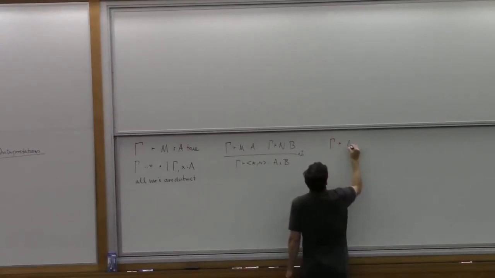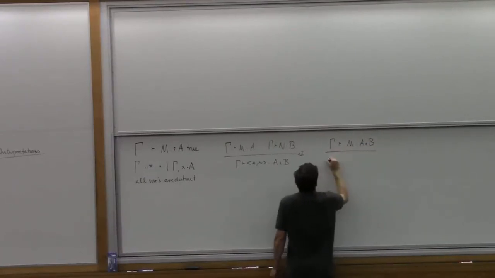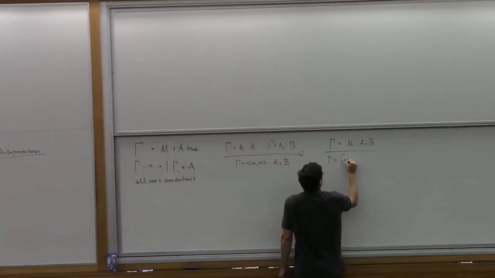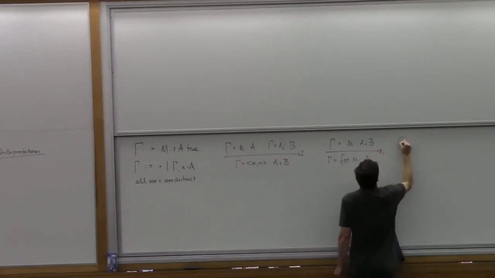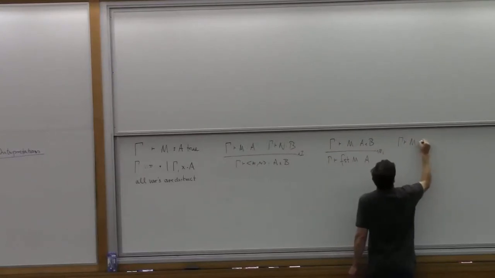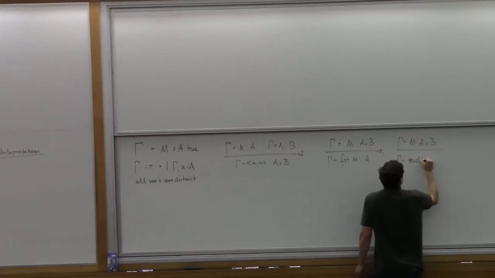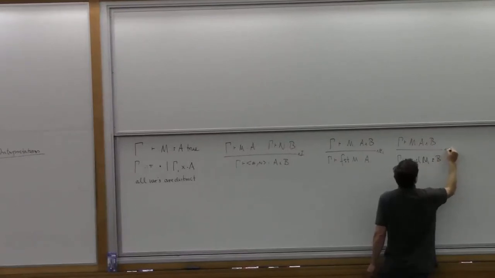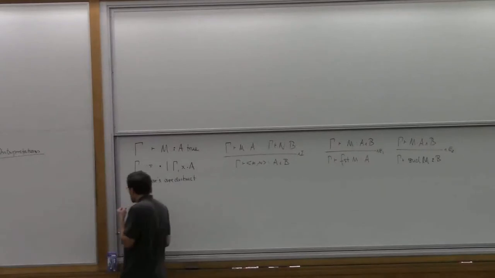If in gamma, M has type A and B, then in gamma, first of M has type A. And if in gamma, M has type A and B, then in gamma, second of M has type B, and that's the second elimination rule. And then we had a witness to the local reduction.